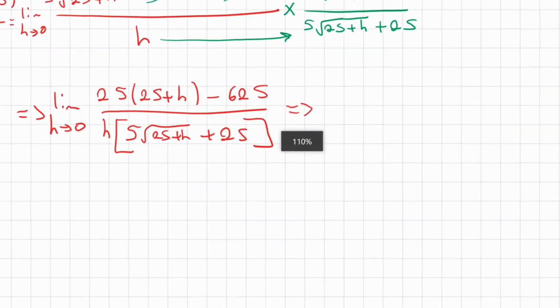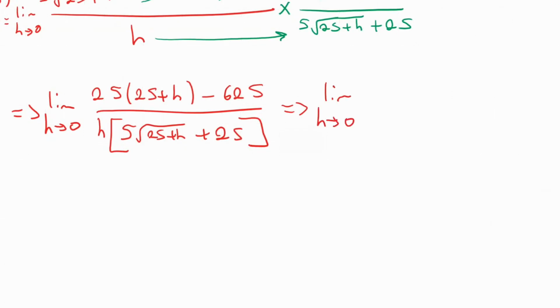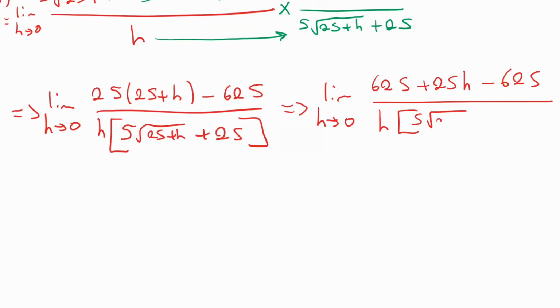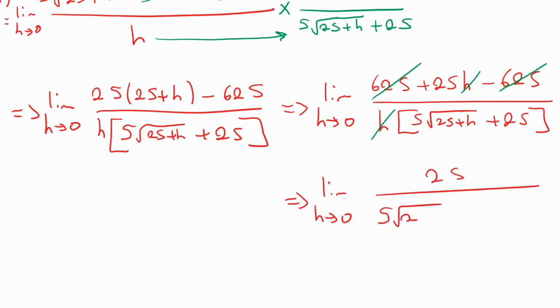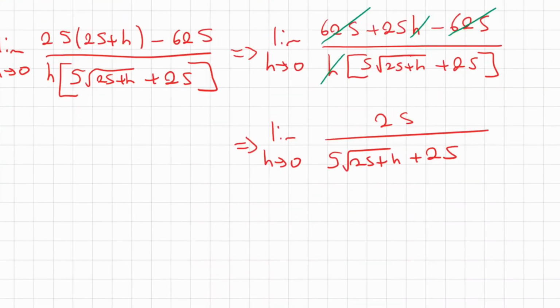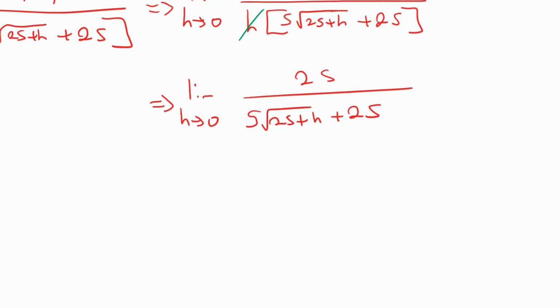Now I'm going to go ahead and simplify it further. So I have limit as h approaches 0 of 25 times 25 is 625, and 25 times h is 25h, and then minus 625 over h, and the same thing over there. I see that I can cancel out positive 625 and negative 625. I also see I can cancel out the h's. Now I ended up with 25 on top over 5 root 25 plus h, and then plus 25. Now all I need to do is plug in, because I don't have any h's left in the denominator that would make my solution undefined. I'm going to start by putting h as 0 over here.